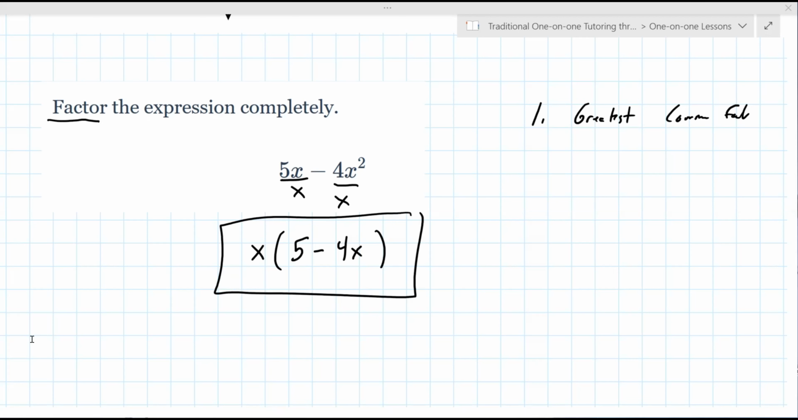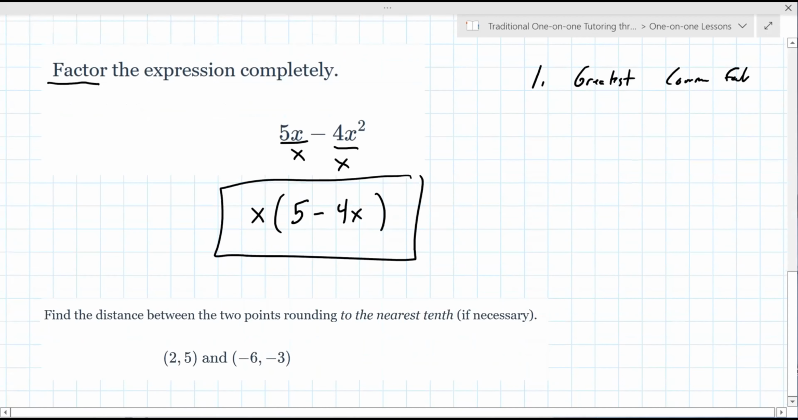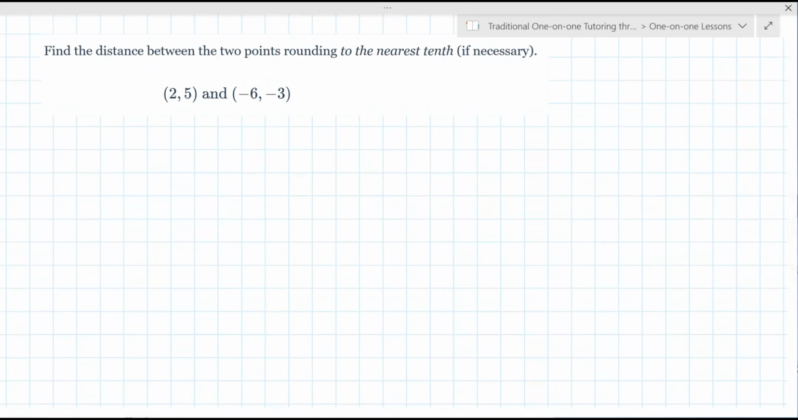All right, so another problem here. It says to find the distance between 2 points, and it says round to the nearest tenth if necessary. So that suggests you're going to use a calculator for this. Do you have a calculator handy, or are you just using the one from your... Oh no, I don't have one.